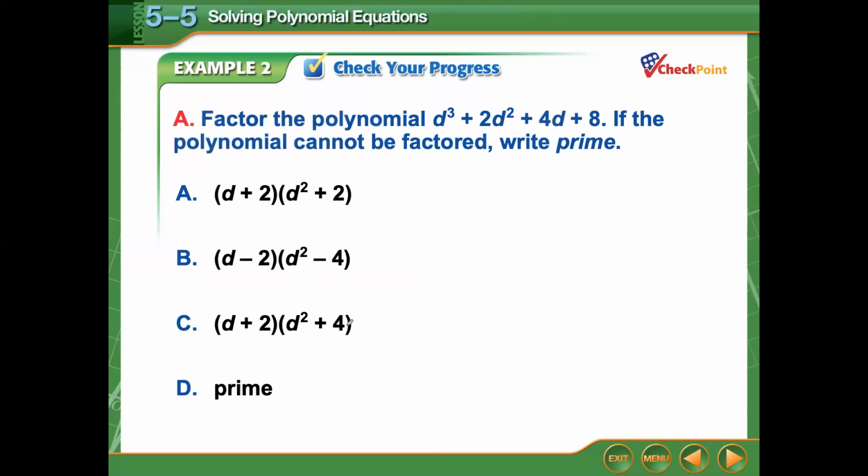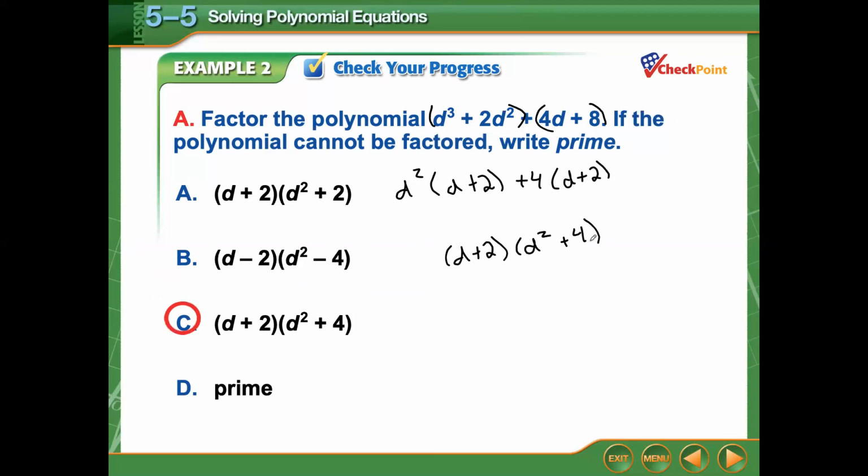All right, go ahead, pause the video and try out this problem. All right, taking a look here, we would do factor by grouping, and we would group the first two and the second two. Doing that, I would pull out d squared, and I'm left with d plus 2. I would pull out a 4, so plus 4, and I'm left with d plus 2. So the pair would be one set, and then what's in front of the parentheses would be my second set, so d squared plus 4.